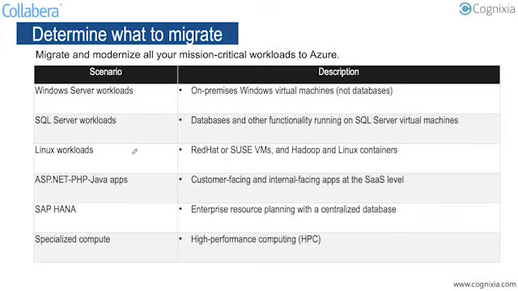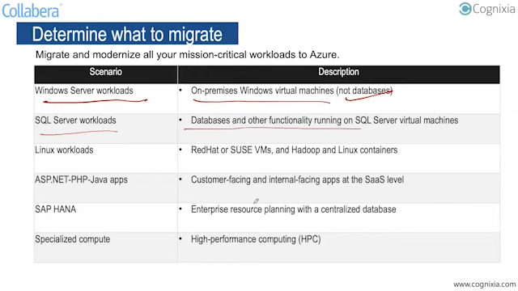So when it comes to migrating your resources to Azure, what would be your scenario? Windows Server workload: it means I have Windows Server which I'm going to migrate to Azure. So on-premises Windows virtual machines without a database, we can migrate to Azure. SQL Server workload: if I'm going to host any database which is hosted inside my data center, the database and other functionality which is running on SQL Server virtual machines, you can migrate to Azure.